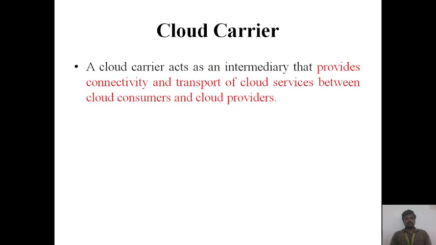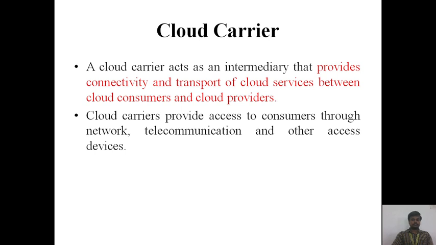So next one is cloud carrier. A cloud carrier acts as an intermediary. Intermediary means it provides connectivity and transport between cloud consumers and cloud providers; you are going to connect and transport the data to and fro. That duty is done by the cloud carrier. So what information is it providing? It is providing, through networks, telecommunications or other access devices, what is present inside the clouds and what you are using in the networks.